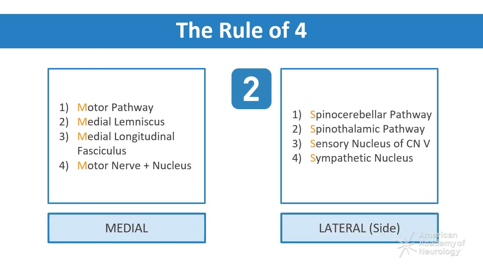Number 2, 4 side structures that start with S: spinocerebellar pathways, ipsilateral ataxia of arm and leg; spinothalamic pathway, contralateral loss of pain and temperature sensation of arm and leg; sensory nucleus of cranial nerve 5, ipsilateral loss of pain and temperature sensation of face; sympathetic pathway, ipsilateral Horner syndrome.